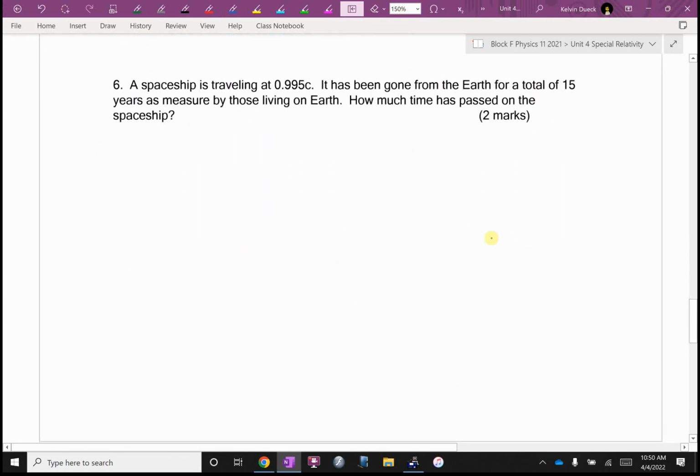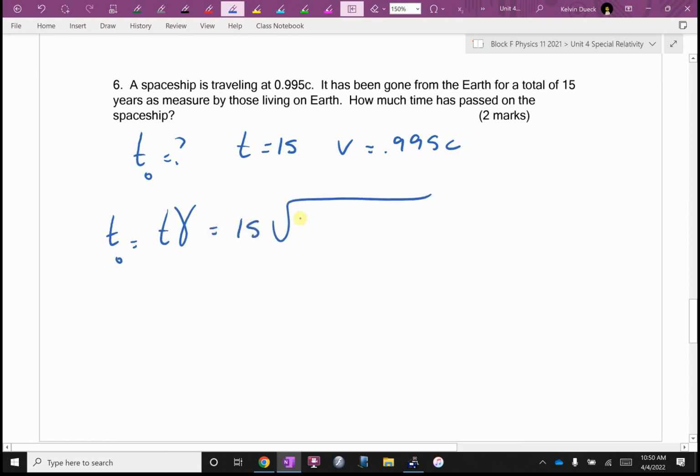A spaceship is traveling at 99.5 C. It's been gone. Oh, this is again asking me to find T0, time on board the spaceship. So T is going to be 15. V is 0.995 C, 99.5% of the speed of light. T0 is going to be T times the square root function. So it's going to be 15 times the square root of 1 minus 0.995 C over C, all squared.